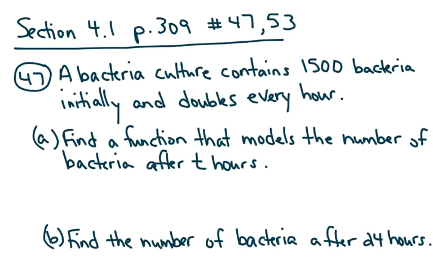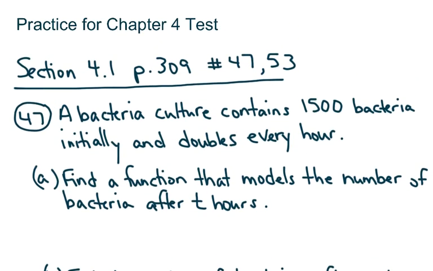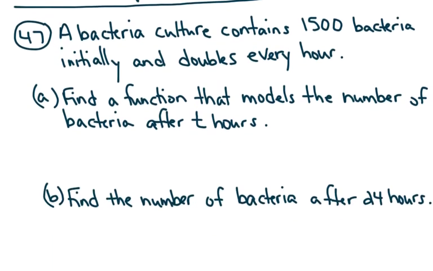This is the review for the Chapter 4 test, and it's really going to focus on what's on the short answer part of the test. So the first problem is from section 4.1, number 47. A bacteria culture contains 1,500 bacteria initially and doubles every hour. Find a function that models the number of bacteria after t hours.